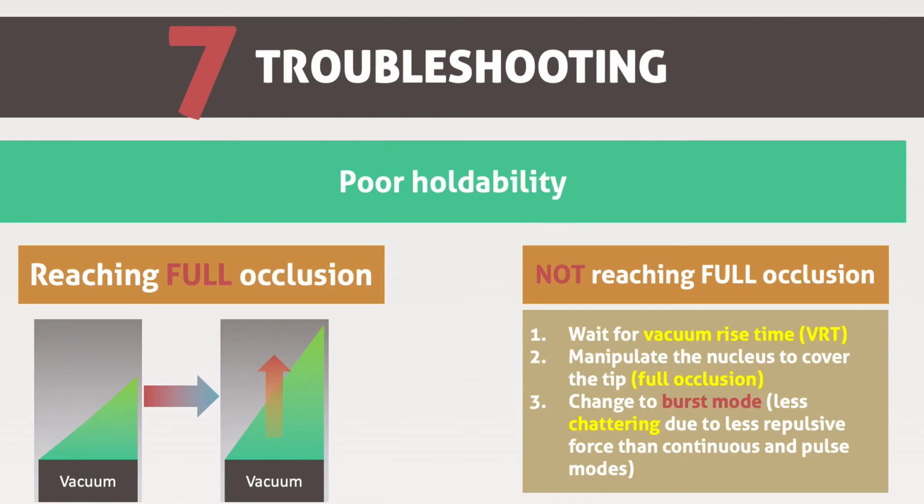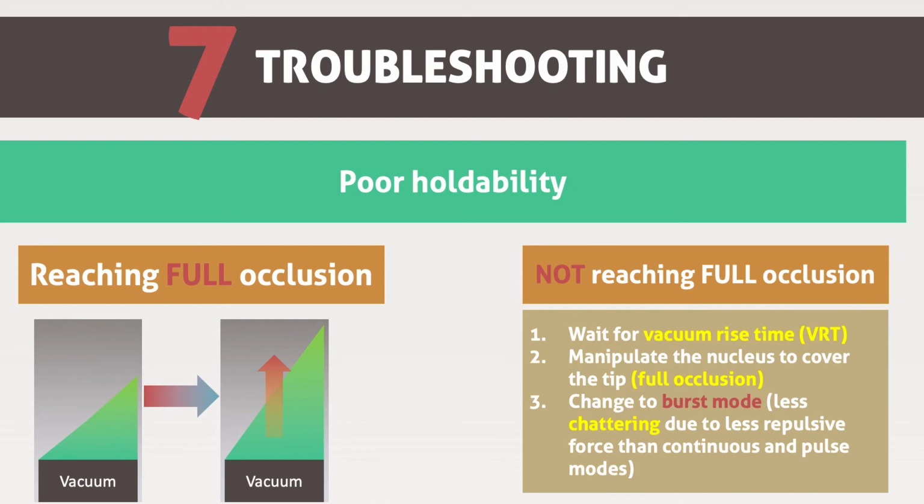As we mentioned earlier, holdability is a function of the vacuum. Once the surgeon encounters poor holdability, he or she should first ask the assistant or the scrub nurse to check the machine screen, if the machine is reaching maximum vacuum. So if we are reaching maximum vacuum but still the holdability is poor, this means that the vacuum level should be increased because it is insufficient.